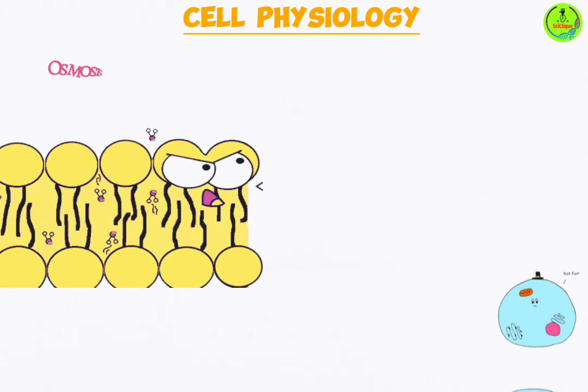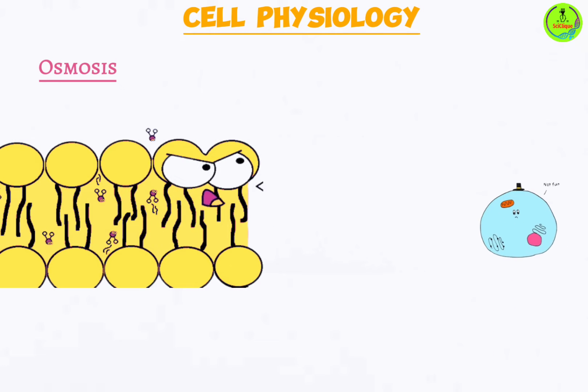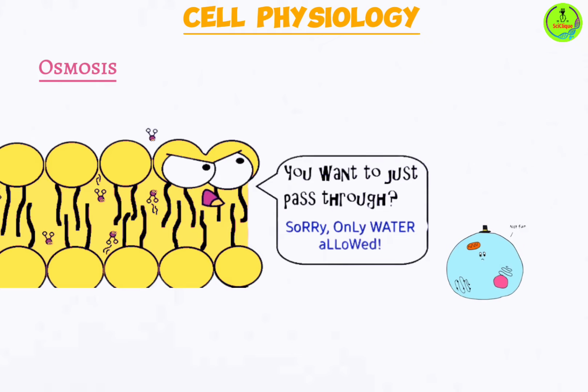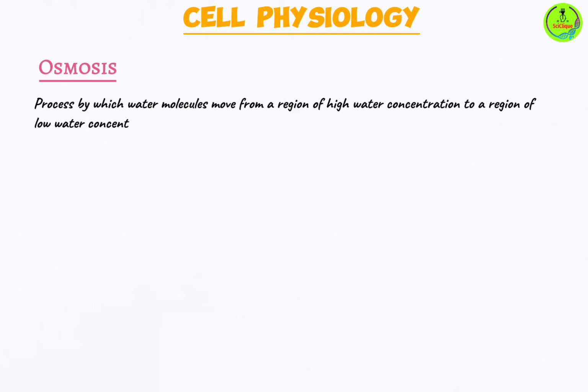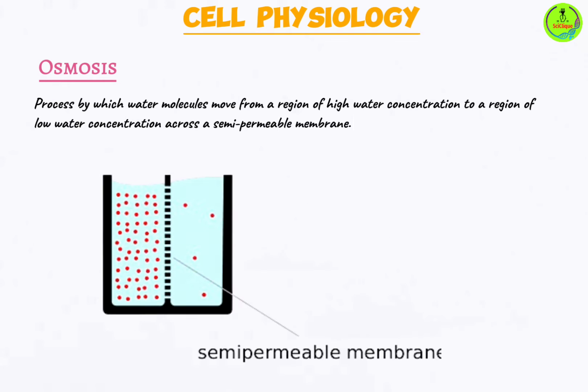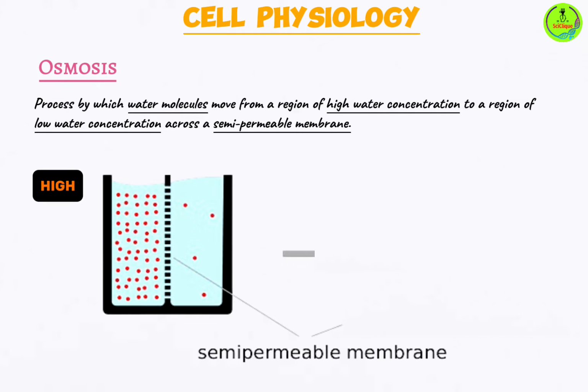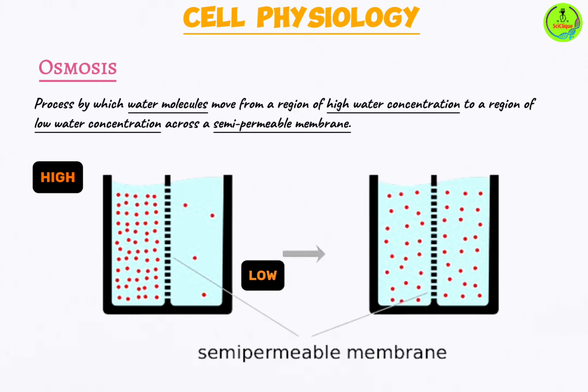Moving on to our second physiological process, and that, ladies and gentlemen, is osmosis. So first things first, let us define what osmosis is. This is a process whereby water molecules move from a region of high water concentration to a region of low water concentration across a semi-permeable membrane.